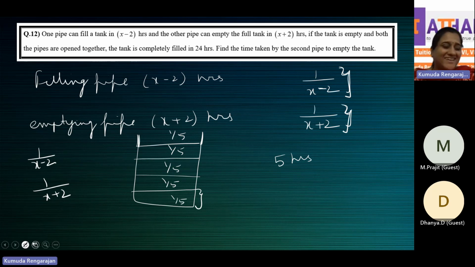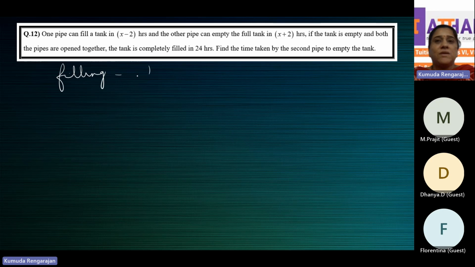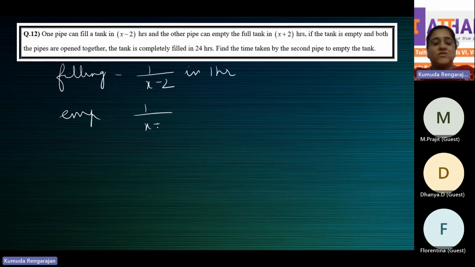Okay. So this is filling. Filling is 1 by x minus 2 in 1 hour. Emptying is 1 by x plus 2. This fraction is emptied in 1 hour. Now we understand something. Now come to the question. They're working together for 24 hours. They're left open for 24 hours.